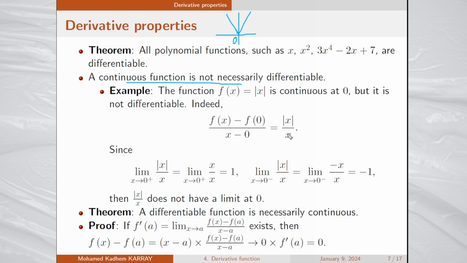The limit of this ratio on the right of 0 equals the limit of x divided by x, because on the right of 0, absolute value of x equals x, since x is positive. So the limit will be 1. Whereas the limit on the left equals the limit of minus x divided by x, since x is negative, so it equals minus 1. Hence, absolute value of x divided by x does not have a limit at 0. So the function f is not differentiable at point 0.